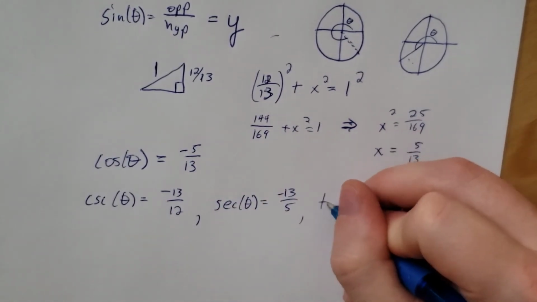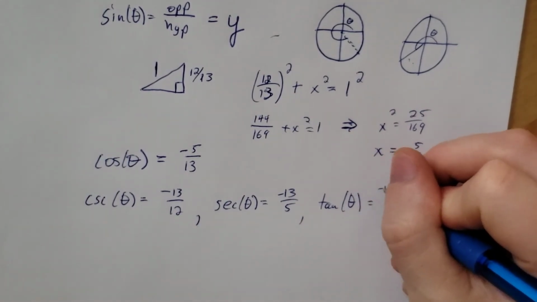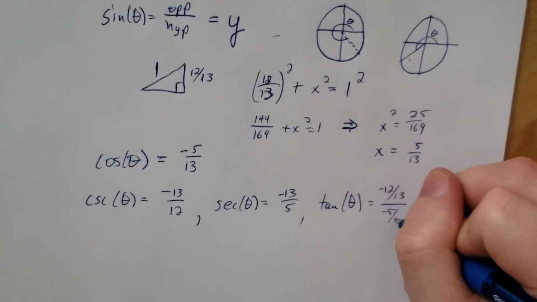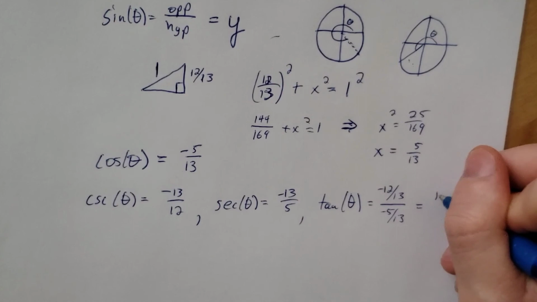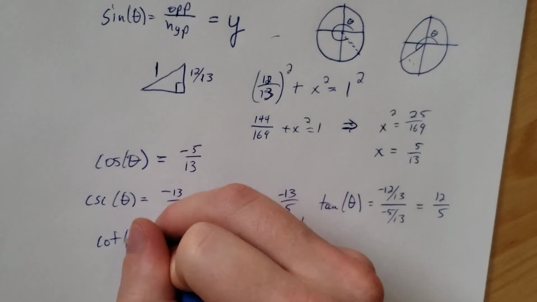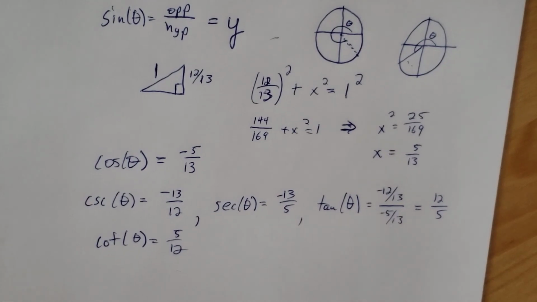Tangent of theta is sine over cosine, or opposite over adjacent. Sine is negative 12/13. Cosine is negative 5/13. If we reduce this, the negatives cancel. These 13s in the denominator cancel. We just get 12/5. And then cotangent is, of course, 1/tangent. So we, in fact, here get 5/12 for cotangent. And that's it for example 1.